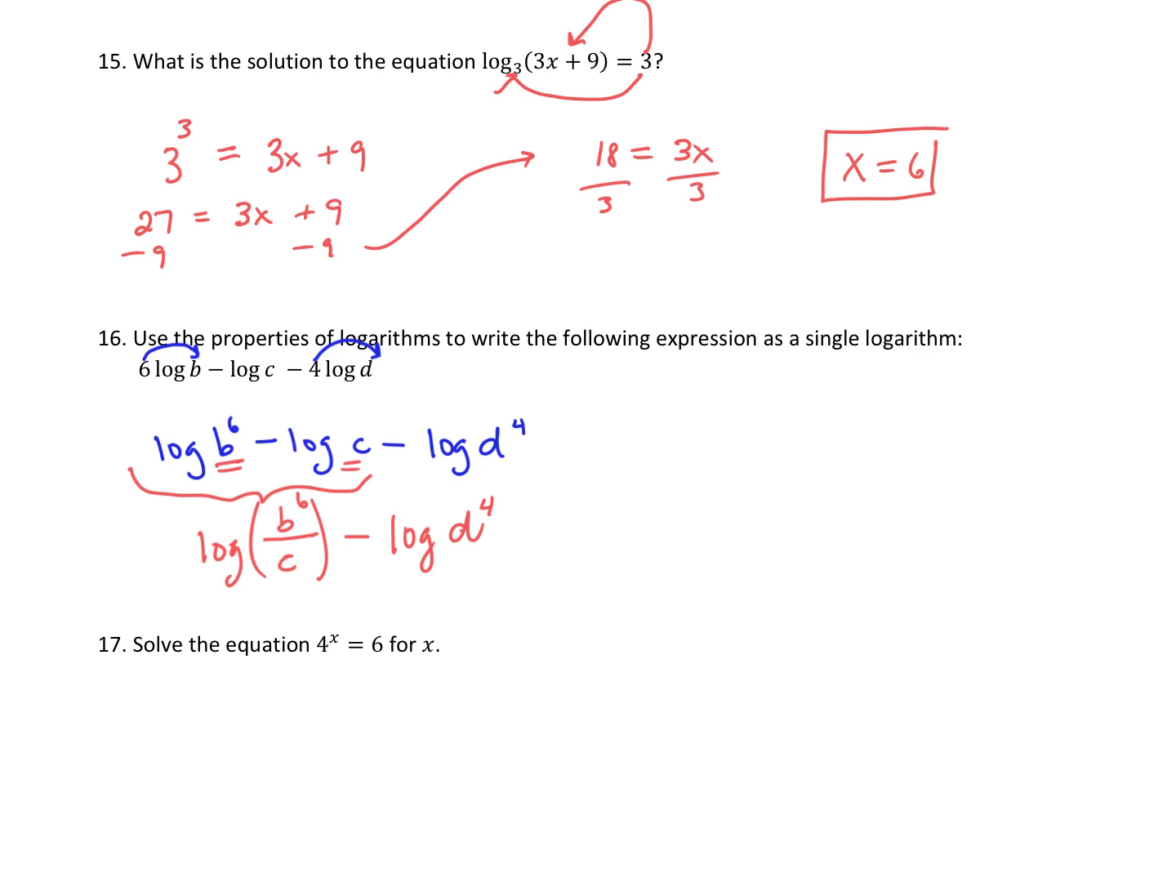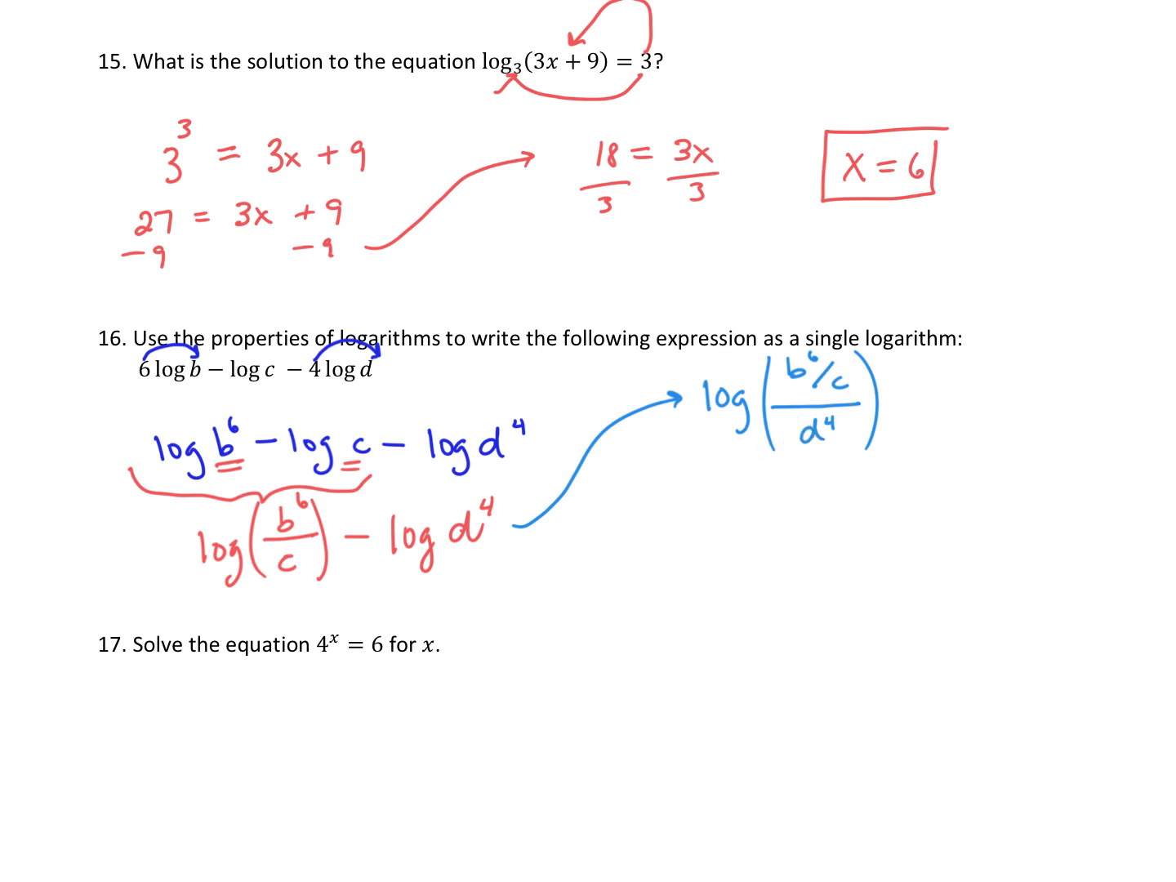All right, so as we continue putting this back together, now we have this logarithm and we're subtracting this logarithm. So again, when your logarithms are separated with subtraction, we put them back together with division. So I'm going to carry this over here. We're going to have log of this first fraction, b to the 6 over c, divided by the second logarithm, which is d to the 4th. Okay, so great. We put it back together, but this is sloppy. We don't like this.